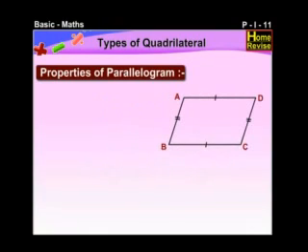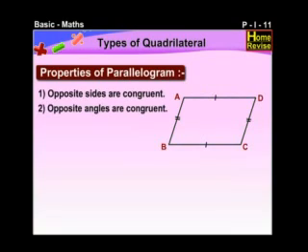Now, properties of a parallelogram. First, opposite sides are congruent. That means side AB is congruent to opposite side DC, side AD is congruent to opposite side BC. Second property, opposite angles are congruent. Now see, angle A is congruent with angle C. Angle A and C both are opposite angles. Angle B is congruent with angle D. Angle B and angle D both are opposite angles. That means opposite angles are congruent.